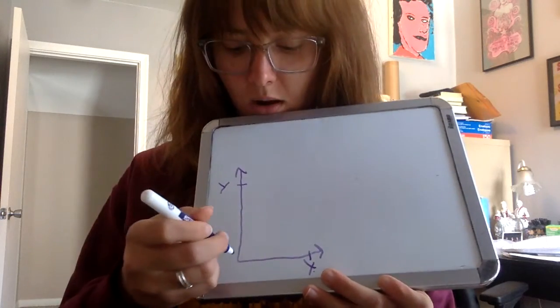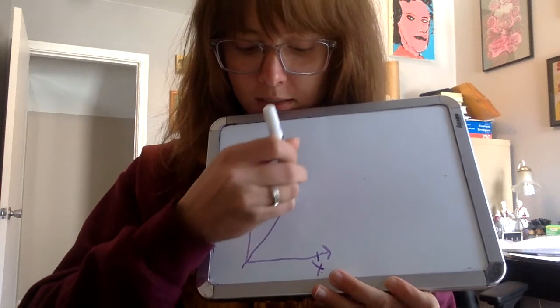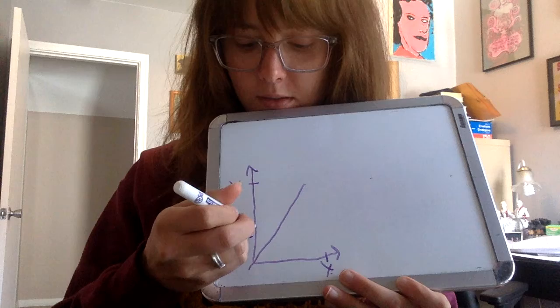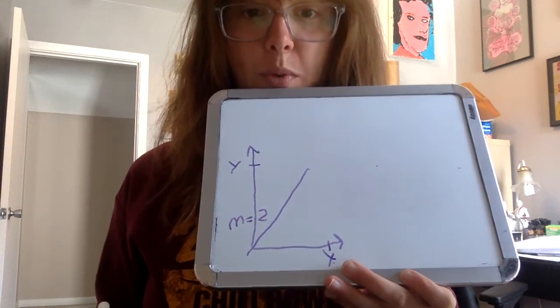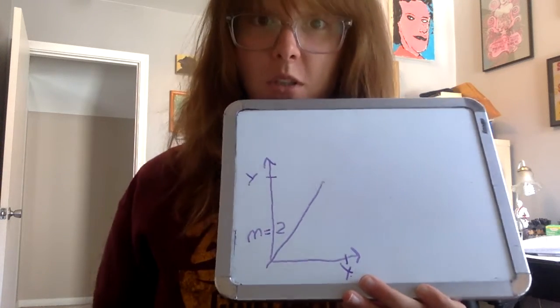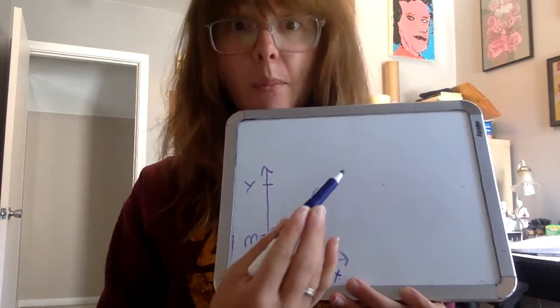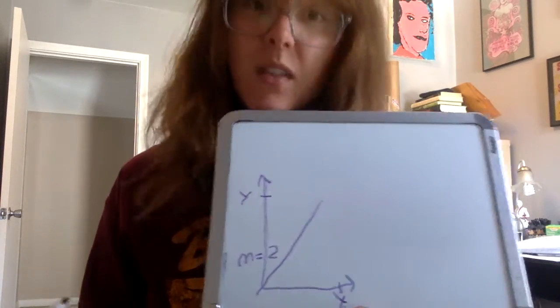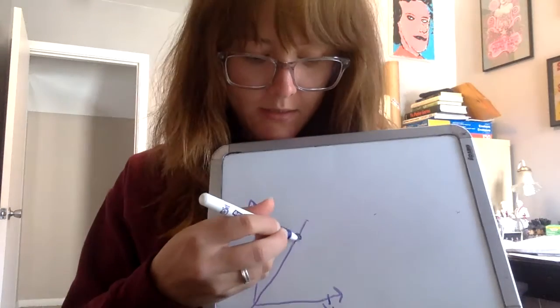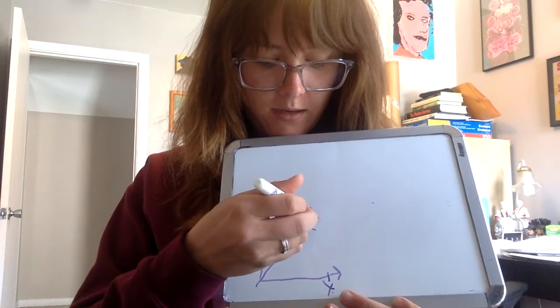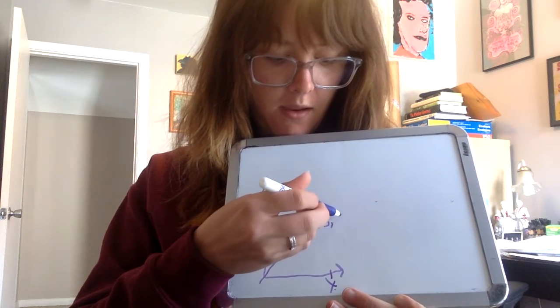So let's draw a point like this. And let's say m equals 2. So our slope is 2 for this line, which it could be. We know that 2 is positive, and our graph is going up, which means it's positive. So that's a possibility. And then let's give this point a name, and let's say that it is (3, 4).